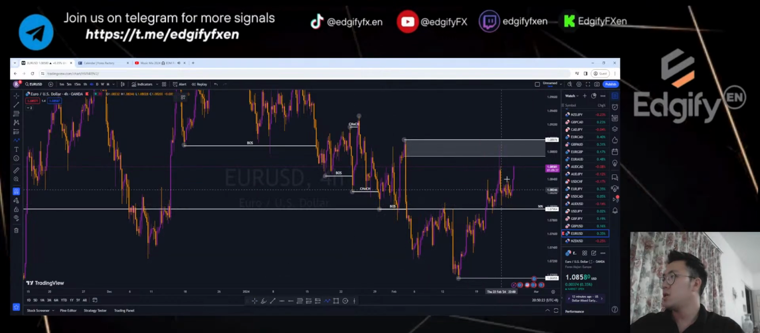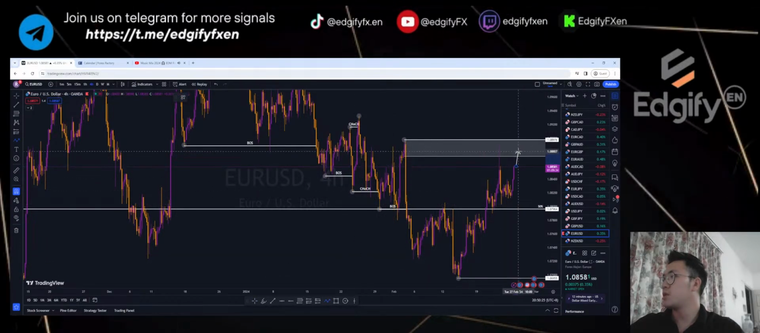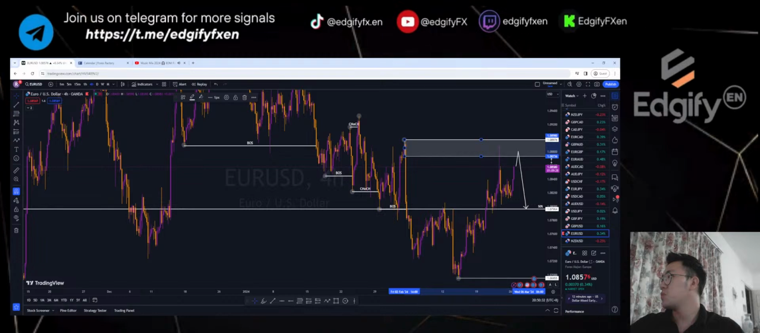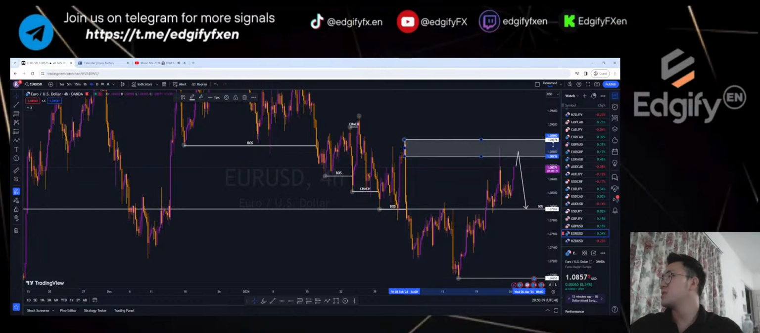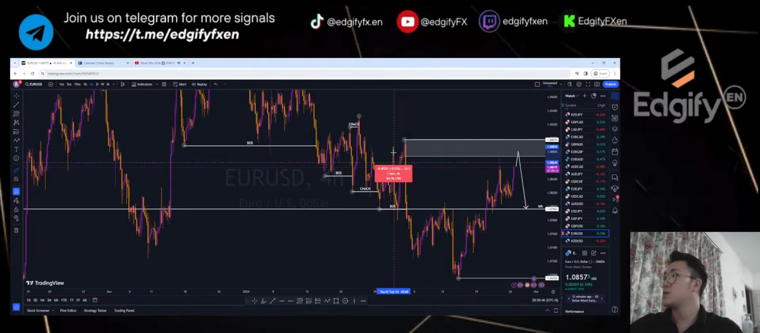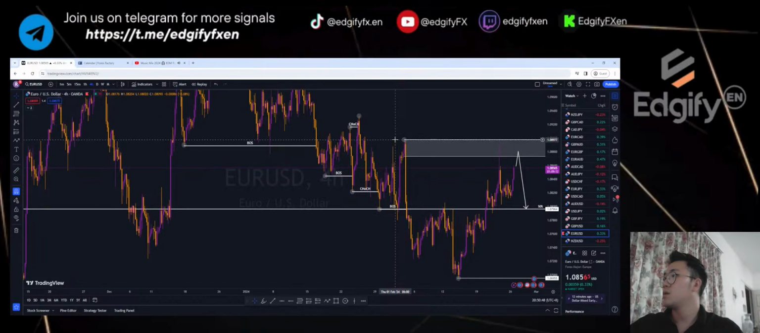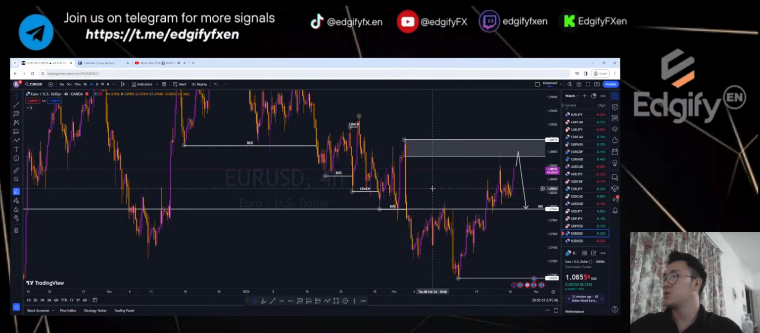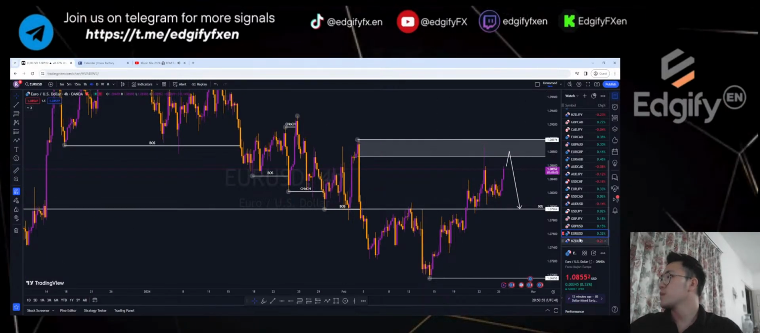For Euro USD, I'll be looking for shorts as soon as price reaches this level. Okay, so this is at 1.08736 until 1.08976. All right, so this will be my zone, which is about a 22 pip zone. So this will be for Euro USD.